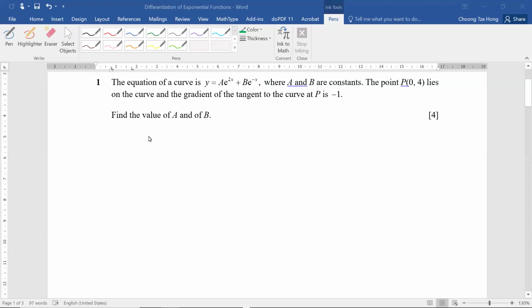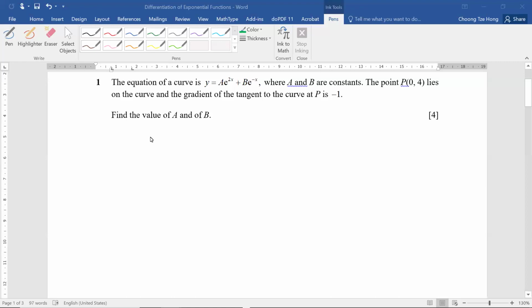The equation of a curve is y equals a times e to the power of 2x plus b times e to the power of negative x, where a and b are constants. The point P (0, 4) lies on the curve, and the gradient of the tangent to the curve at P is negative 1. Find the value of a and of b.